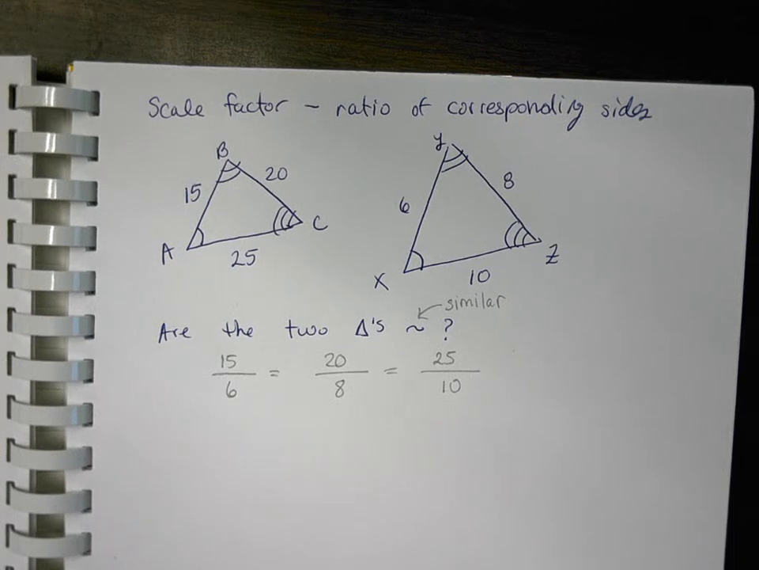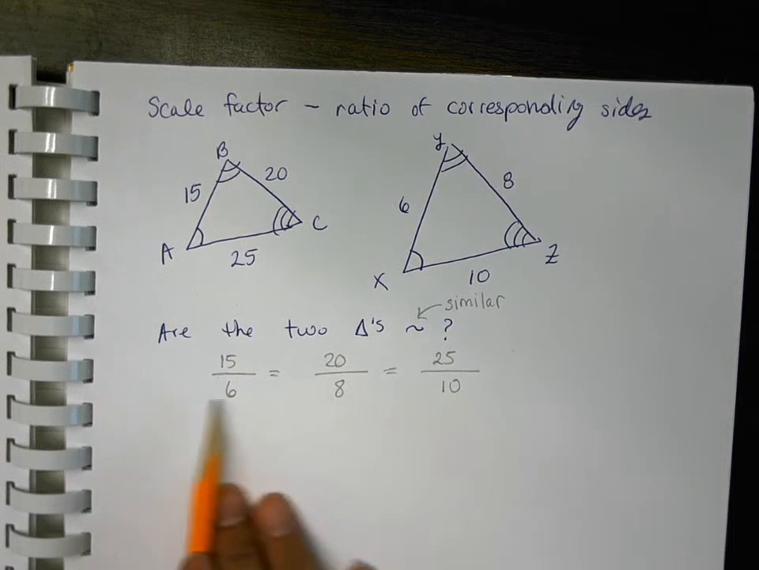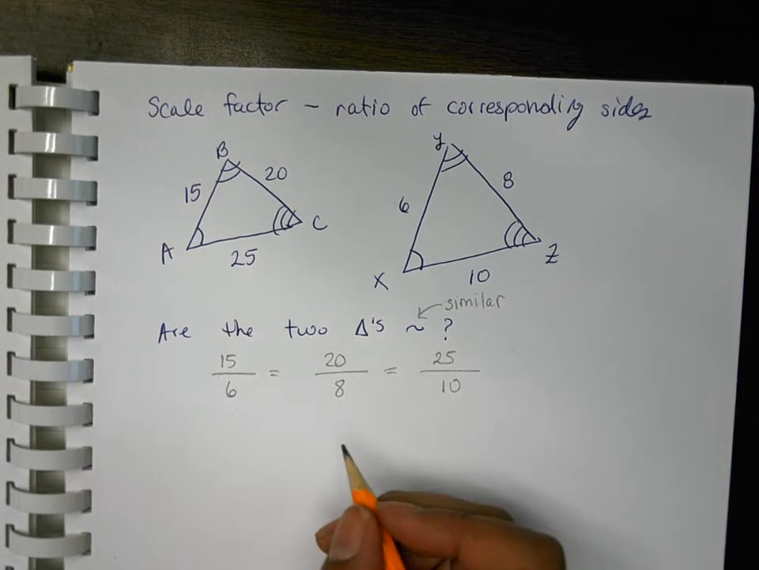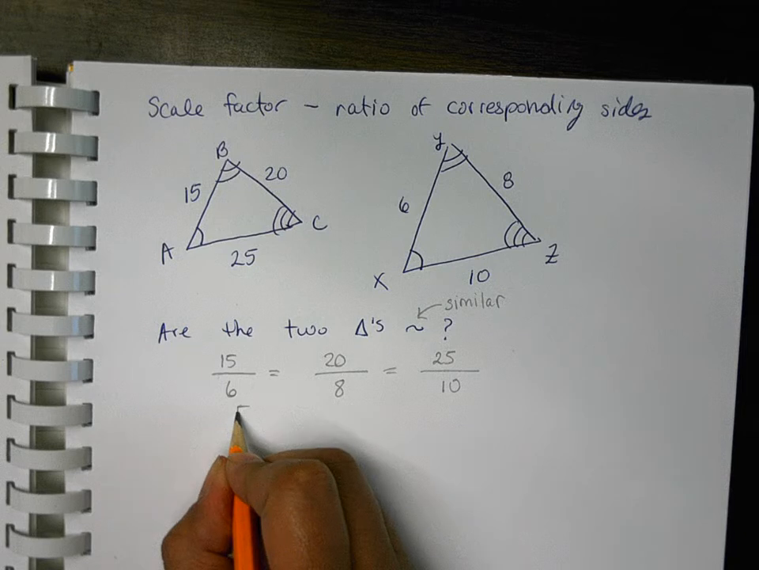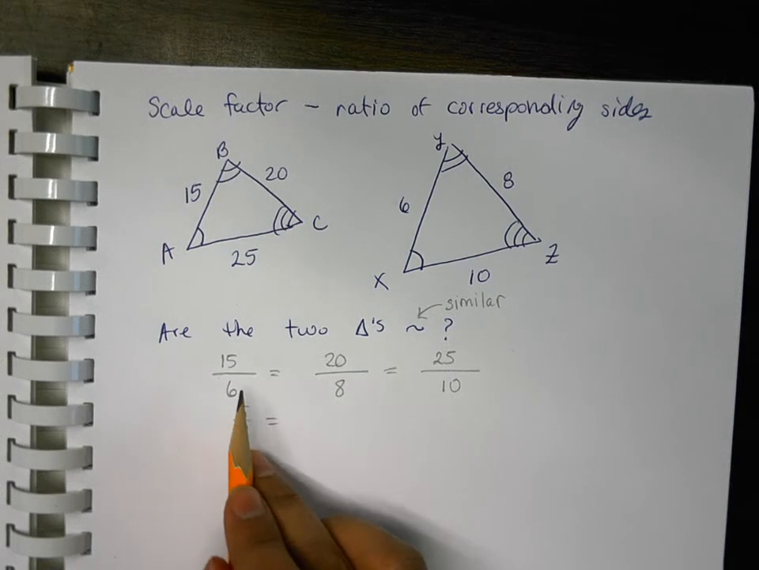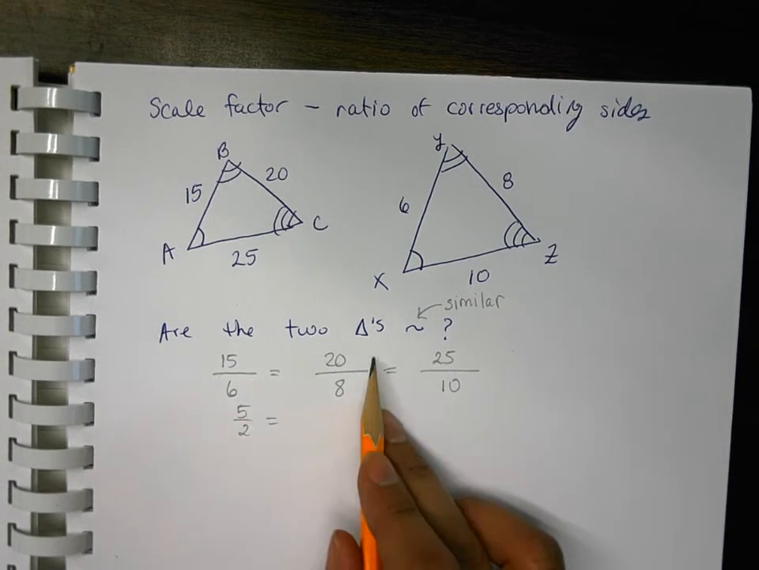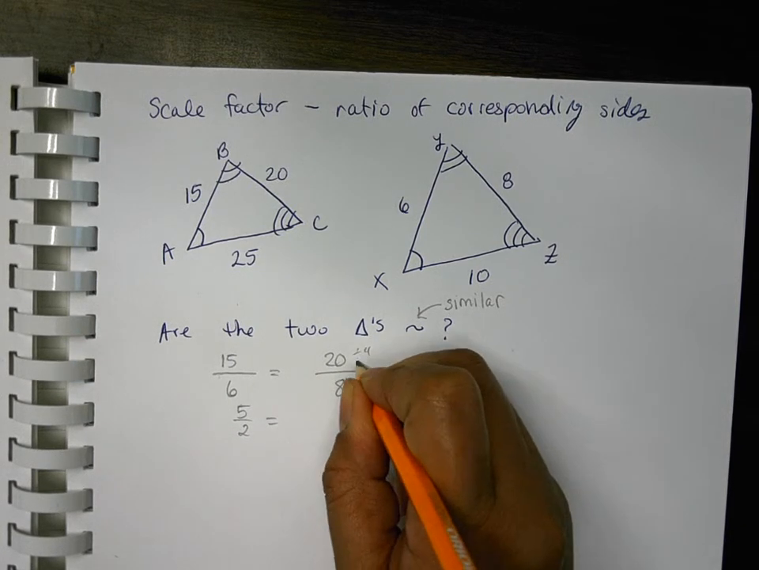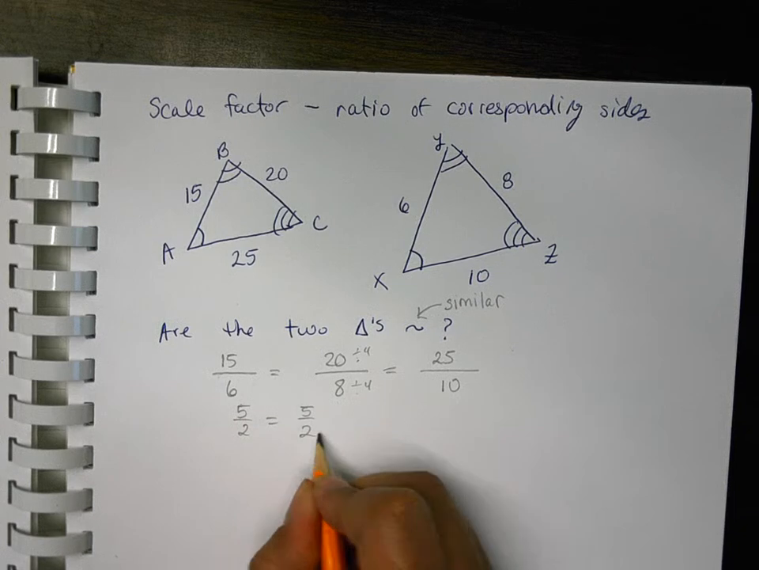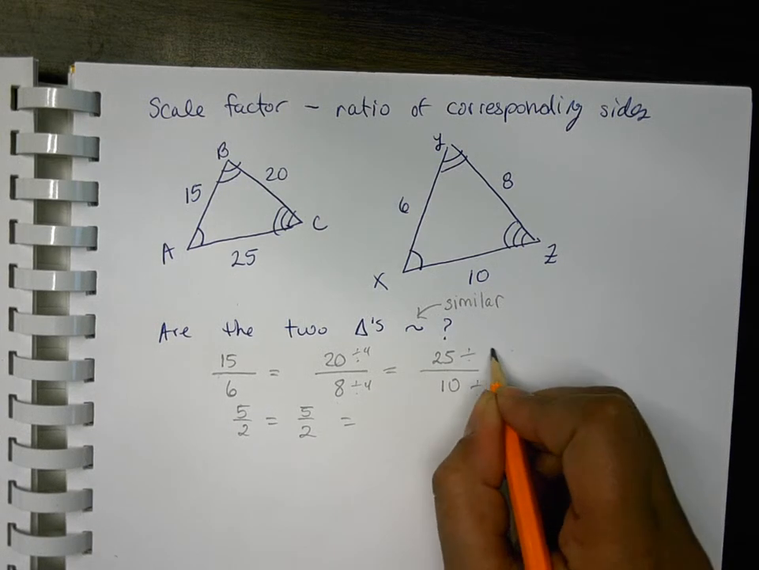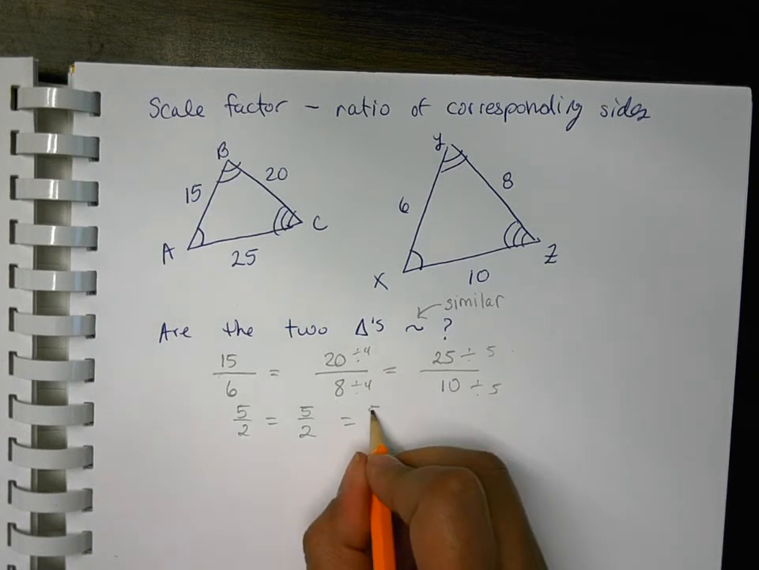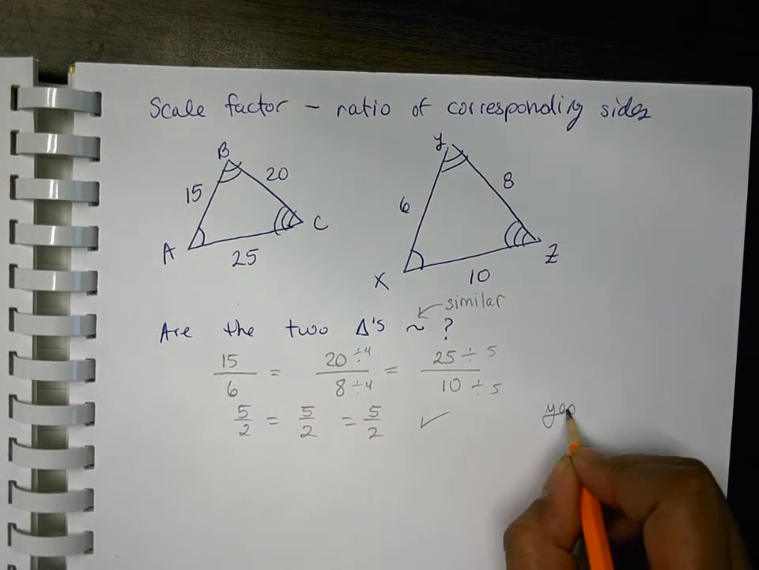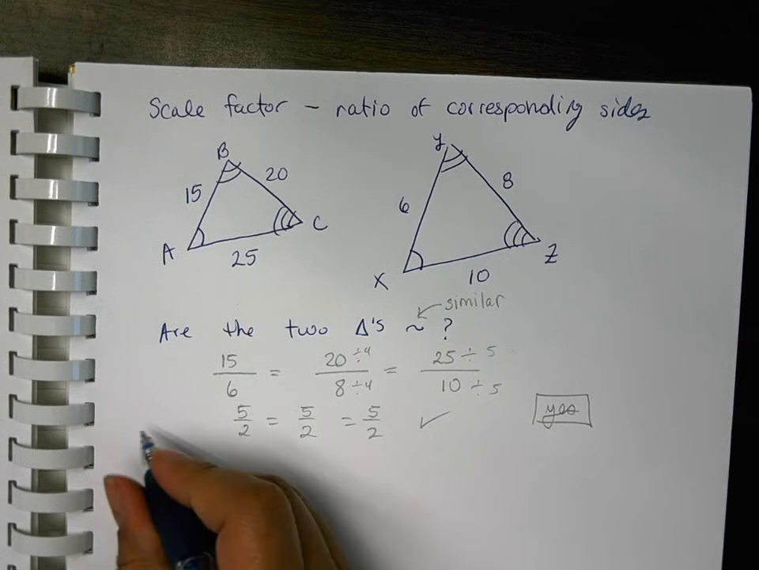All right, so these all have to equal, so let's reduce each one. What does 15 over 6 reduce to? 5 over 2, because you divided top and bottom by 3. This one, divide top and bottom by 4. What does that give me? All right, last one, divide top and bottom by 5, and what do we get? Are they all the same? So are the two triangles similar? Yes.